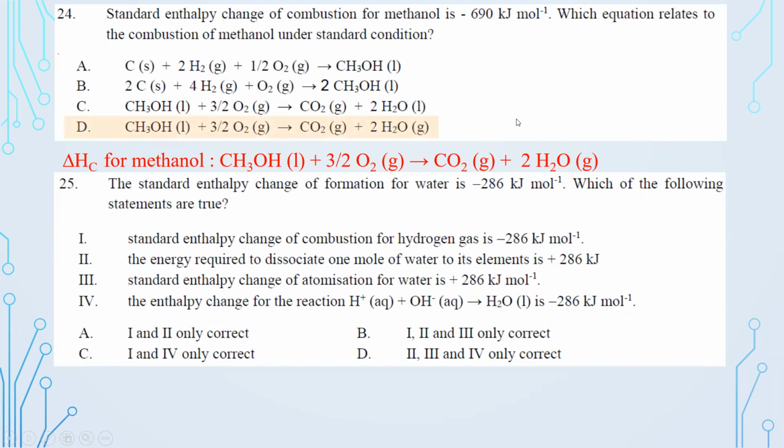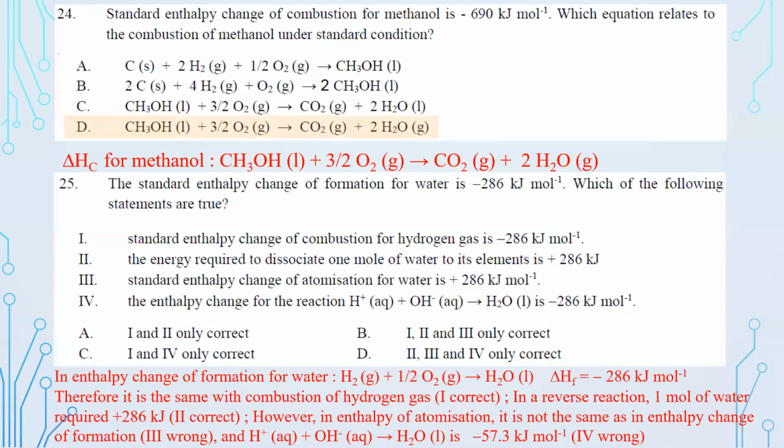Okay, 25. Standard enthalpy change of formation of water is negative 286 kilojoule per mole. Which of the following statements is true? So it means that the standard enthalpy change of combustion for hydrogen gas is negative 286 kilojoule per mole.